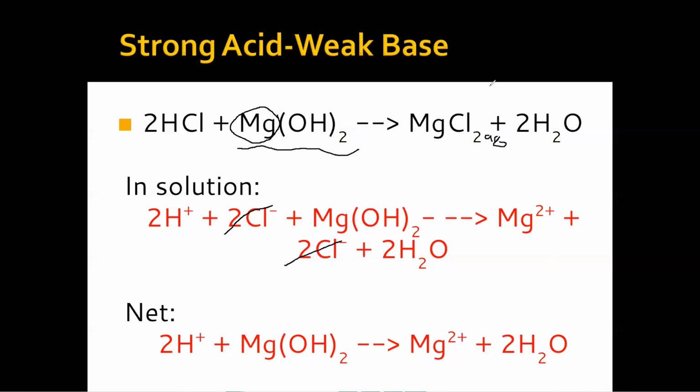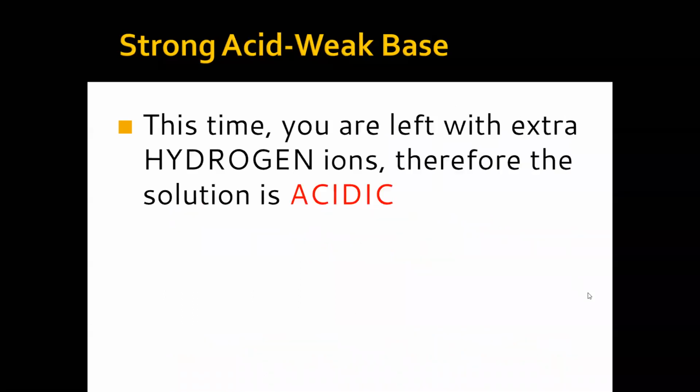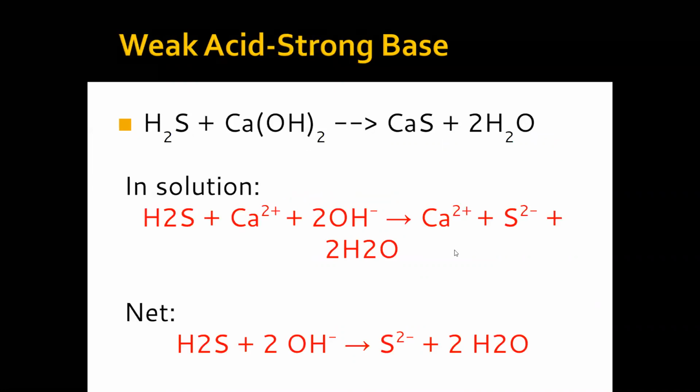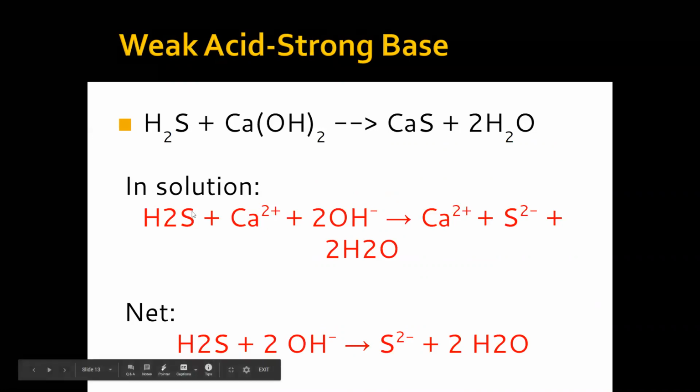All right, so let's erase some stuff. There we go, moving on. Like I said before, you're left with extra hydrogen ions, therefore that solution is acidic. With our weak acid and our strong base, on the other hand, you're going to be left with extra hydroxides. So let's go through this example real quick.